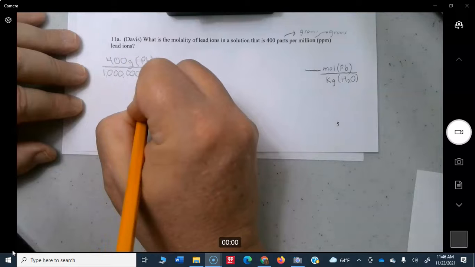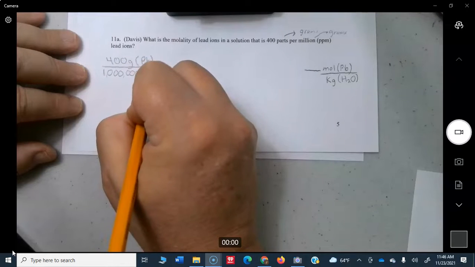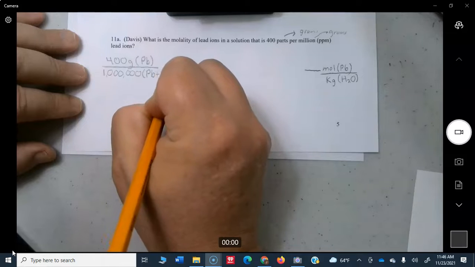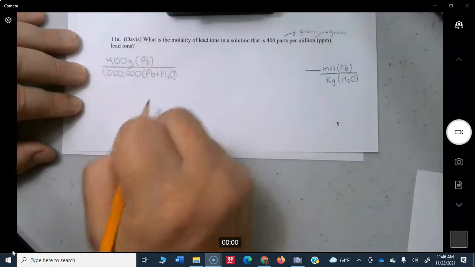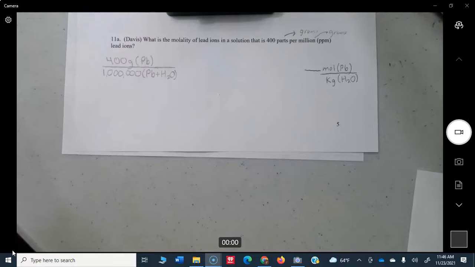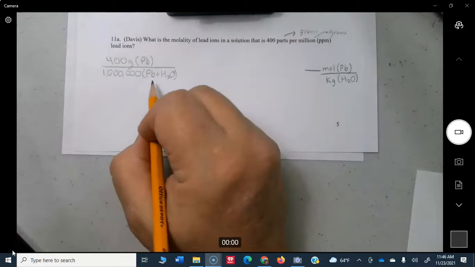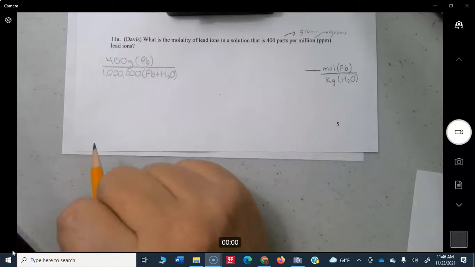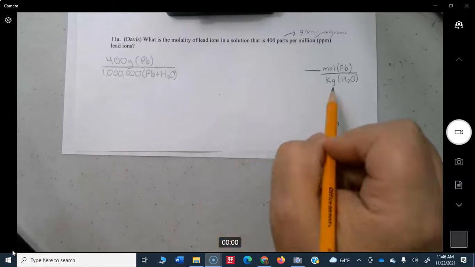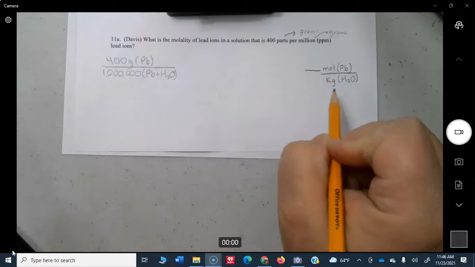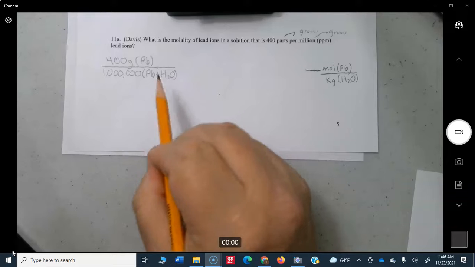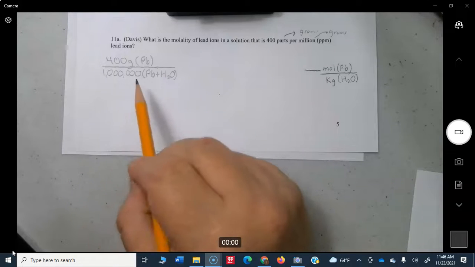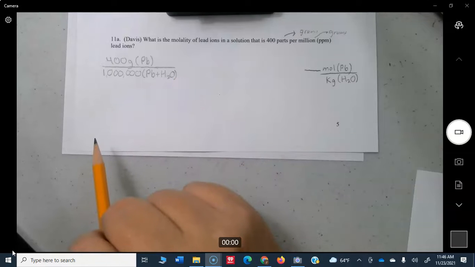I'm going to actually do something I don't usually do. Instead of saying solution, I'm going to say Pb plus H2O. You could have said solution, but there's a reason why I'm breaking this out like this, because you're going to need to do the same thing here in just a second. I simply chose to write solution as the solute plus the solvent. The reason is at the end we need to separate out the solvent for our final answer. So that's why we're going to do that this time. So we have 400 grams of lead and 1,000,000 grams of lead plus H2O.